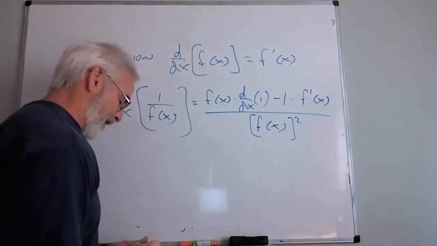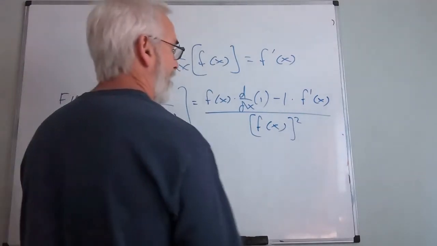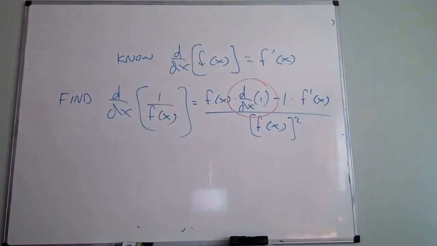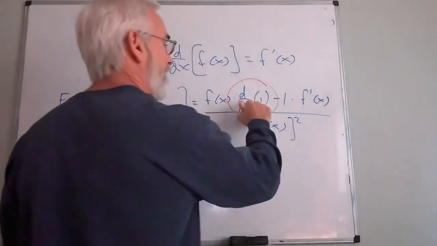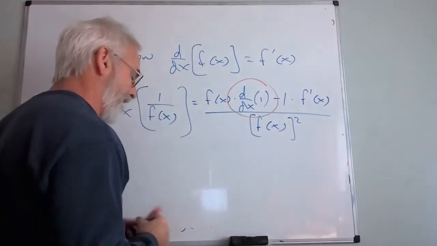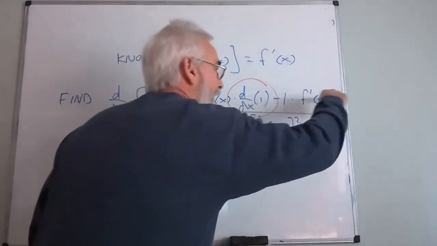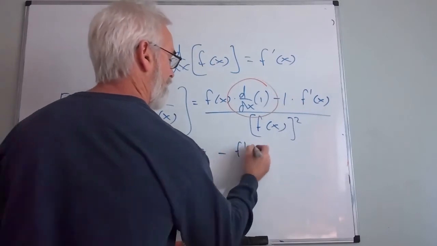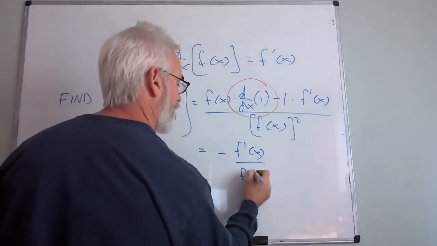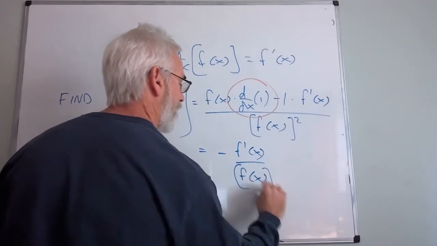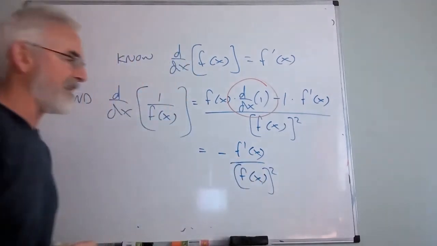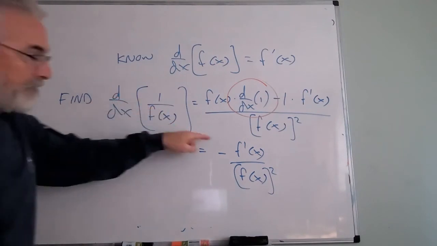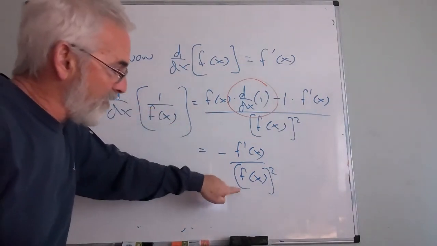Now, what makes this one really nice, derivative of a constant is 0. So I have f times 0. So what's left? Just that term and the denominator. So this becomes negative f prime of x over the square of f of x. Now, this is a convenient little shortcut. The derivative of a reciprocal is the negative of the derivative over the square of the function.